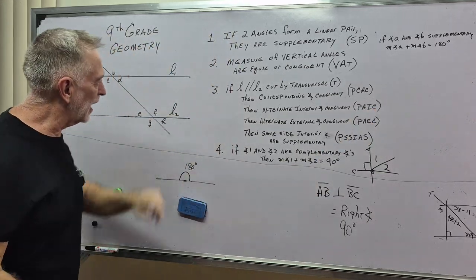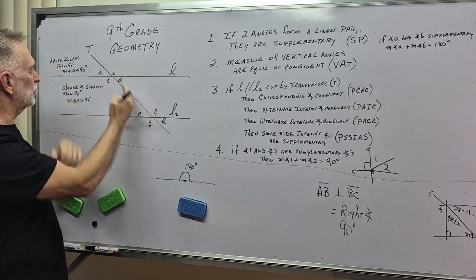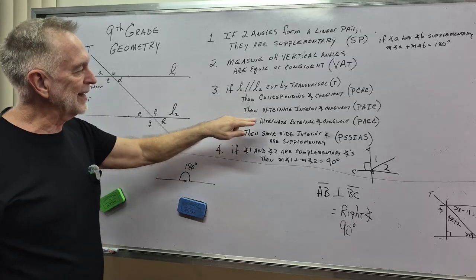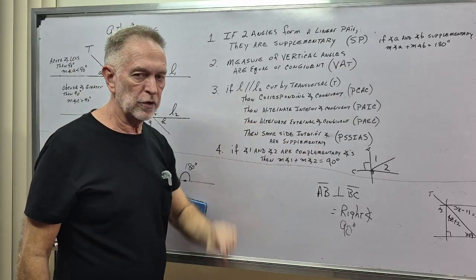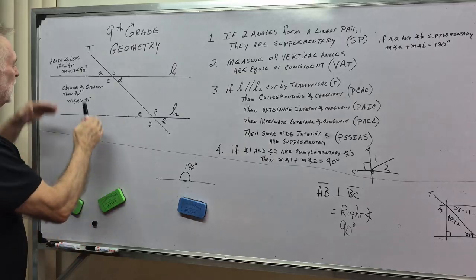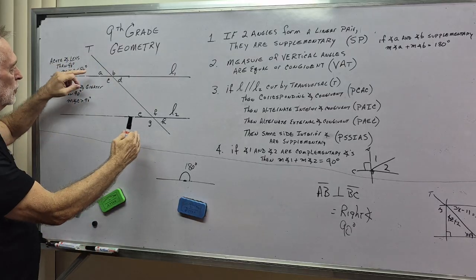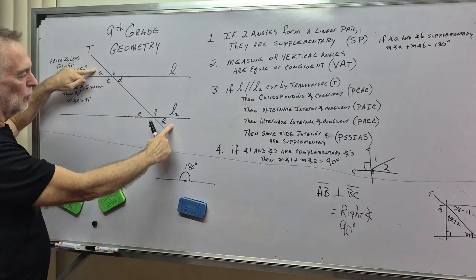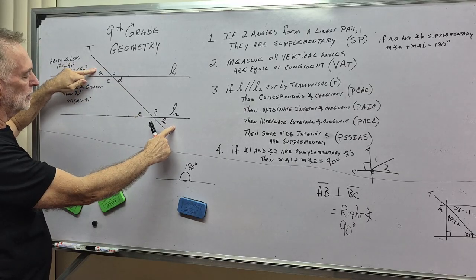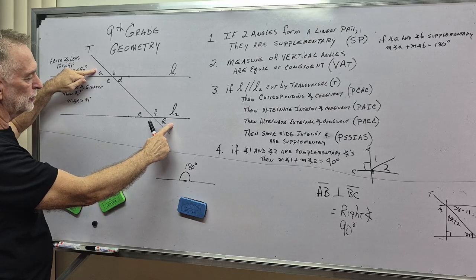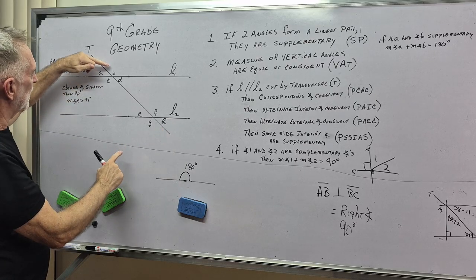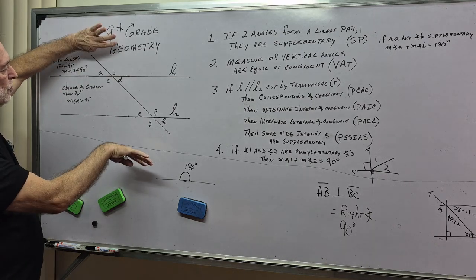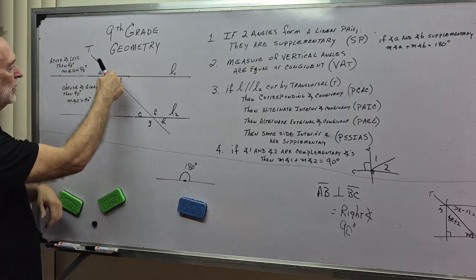Okay, if line 1 is parallel to line 2 cut with a transversal, then the alternate exterior angles are congruent. Okay, parallel lines cut with a transversal, and the alternate exterior angles are congruent. So the measure of angle A equals the measure of angle H. The measure of angle B equals the measure of angle G. They're exterior to the parallel lines, and they're alternate.